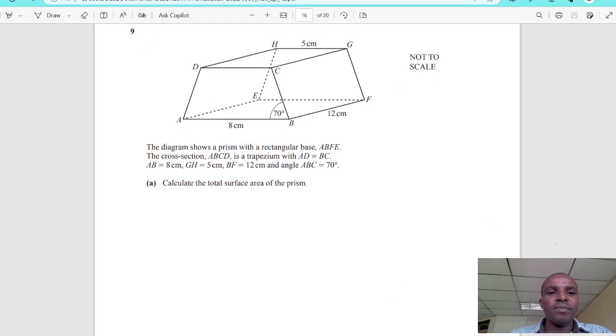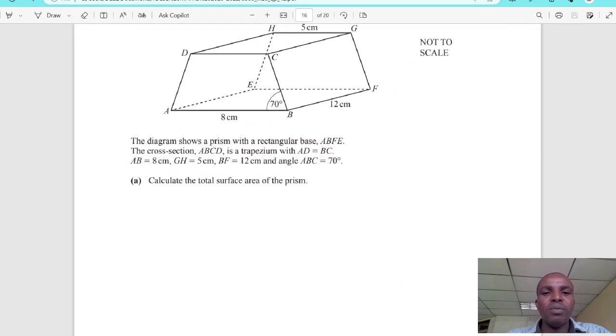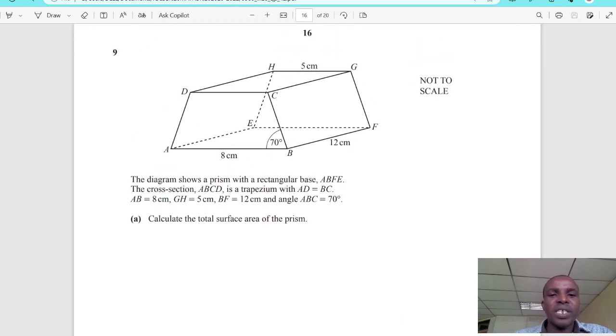Right. Then this one. The diagram shows a prism with a rectangular base ABFE. Calculate the total surface area of the prism. Do you have some information given? Yes, AB is 8, and angle ABC is 70, given. They said it shows a prism with a rectangular base. The cross section ABCD is the trapezium. We have this information given.